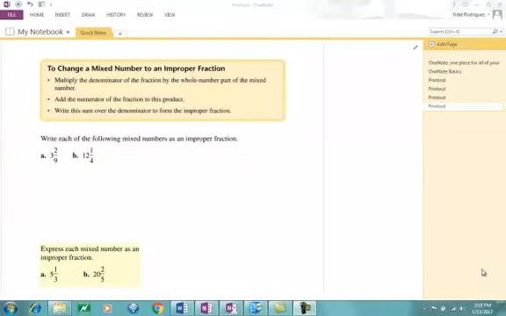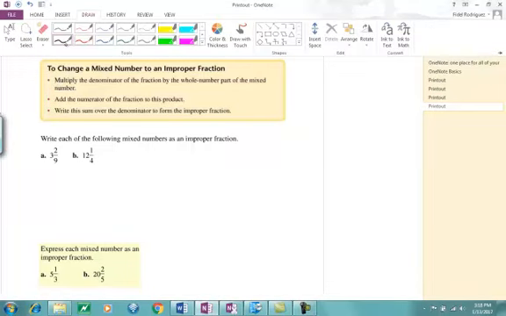Okay, so for the next part, we're going to change a mixed number to an improper fraction. If you notice, the directions say we're going to multiply the denominator of the fraction by the whole number part of the mixed number. We're then going to add the numerator of the fraction to this product, and we're going to write the sum over the denominator to form the improper fraction.